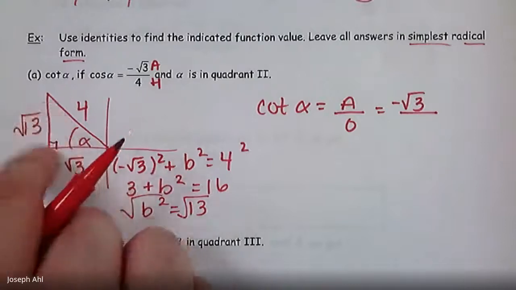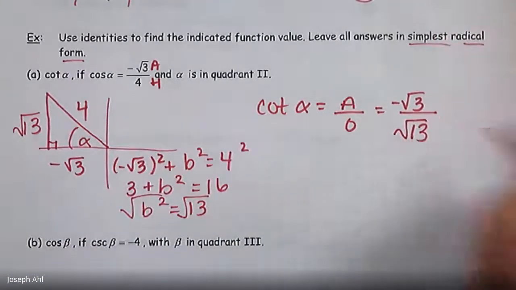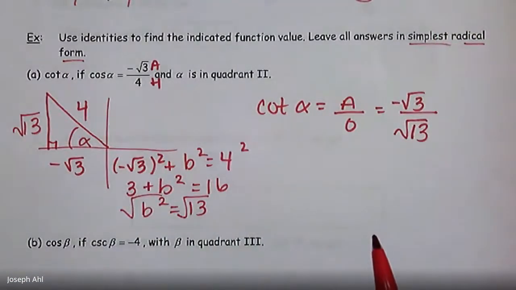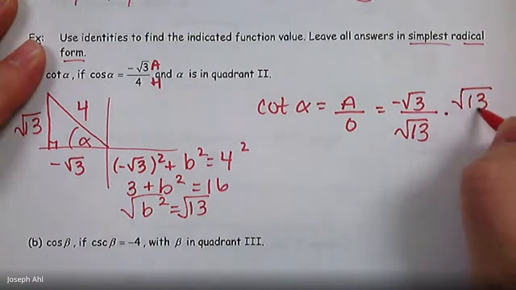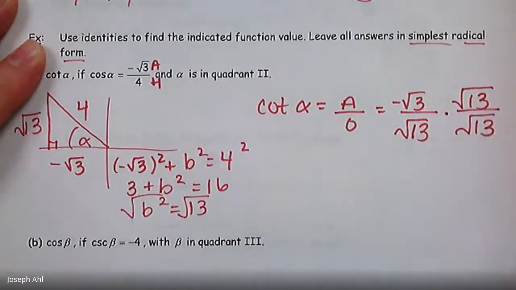Once you have that, adjacent over opposite would be negative radical 3 over radical 13. And in the last step, because we have a radical in the denominator, you're going to rationalize by multiplying the top and bottom by radical 13.